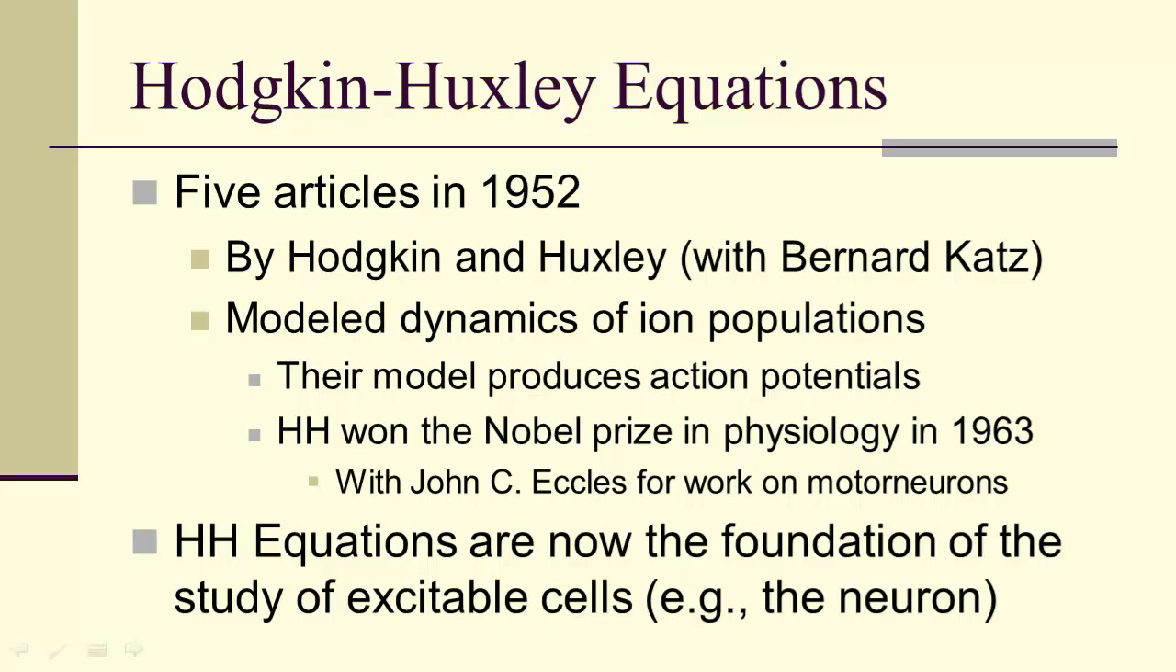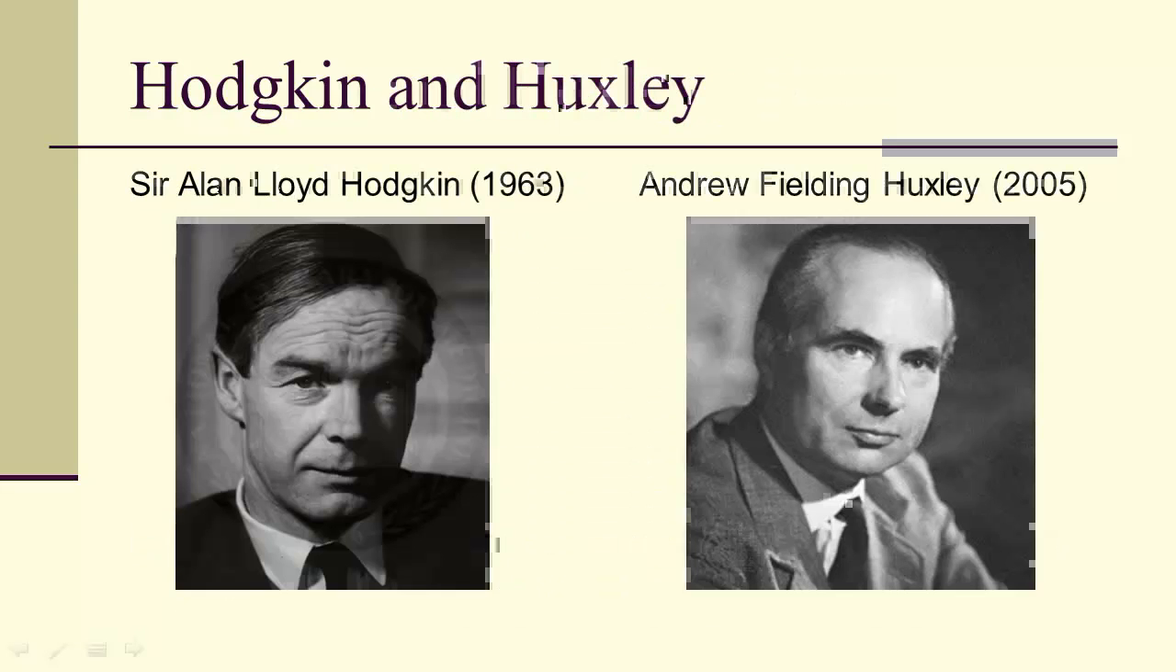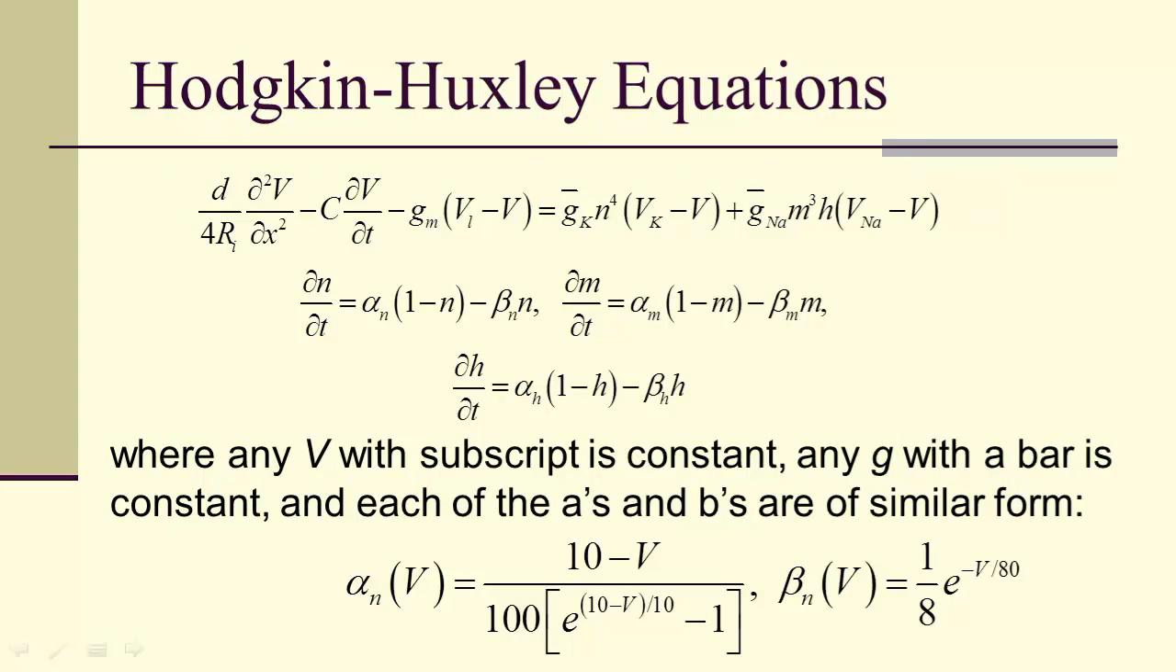Now this led to 5 articles in 1952 by Hodgkin and Huxley with a man named Bernard Katz. They modeled the dynamics of these ion populations, and they showed their model produces action potentials. And in 1963, Hodgkin and Huxley won the Nobel Prize in Physiology for deriving the Hodgkin-Huxley Equations, and they're now the foundation of the study of excitable cells such as the neuron. So here is Hodgkin and Huxley, and here are their equations. Notice they're pretty complicated. As a matter of fact, they didn't even come close to solving them. They won their Nobel Prize just for deriving them.